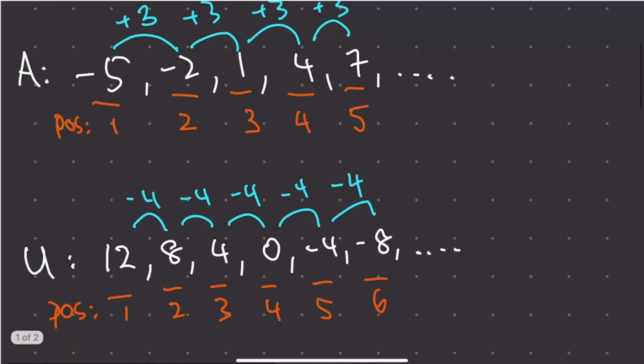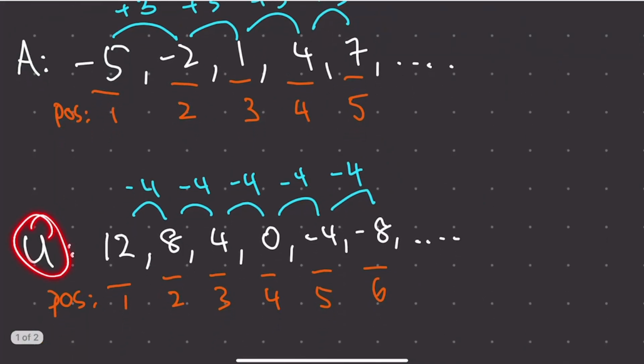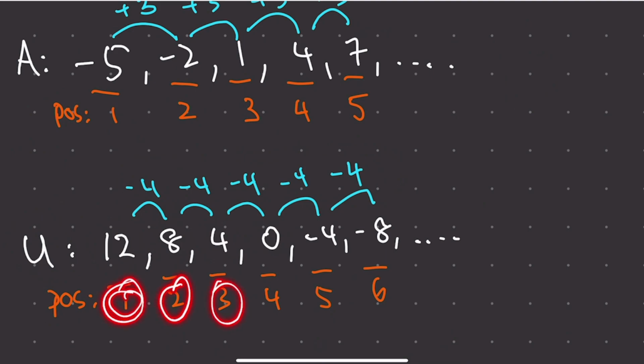To give you another example, let's say we have another sequence named U. The numbers in this U sequence are 12, 8, 4, 0, and so on. We can see that the numbers are related by -4, so you subtract 4 from each number. And again, there are positions: position 1, position 2, position 3, and in each position there's a specific number stored.